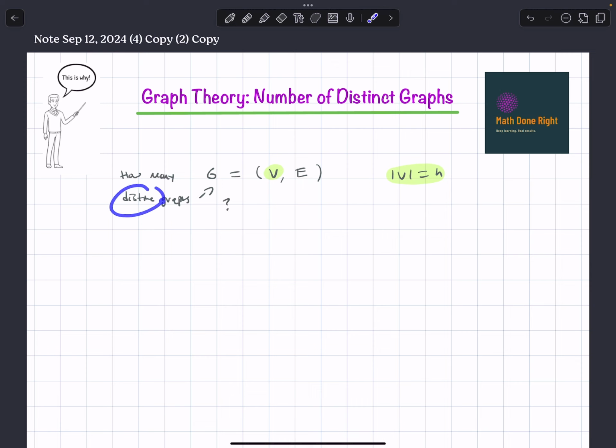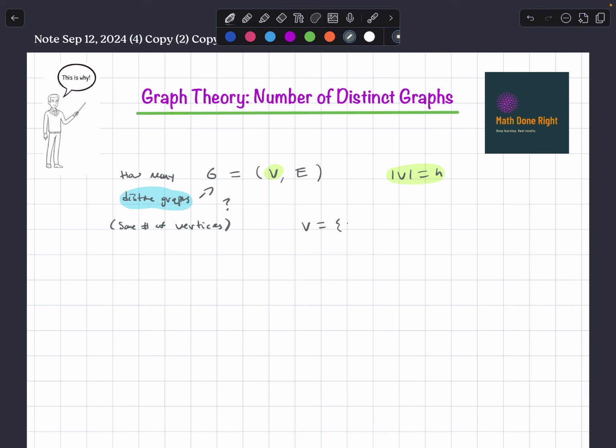And distinct: two graphs are distinct if one of them has a pair of vertices that are connected and the other one doesn't, with the same vertices. So n vertices, with the same number of vertices. And we'll say the vertex set is V, it's V1, V2, all the way through Vn, so it has n vertices.